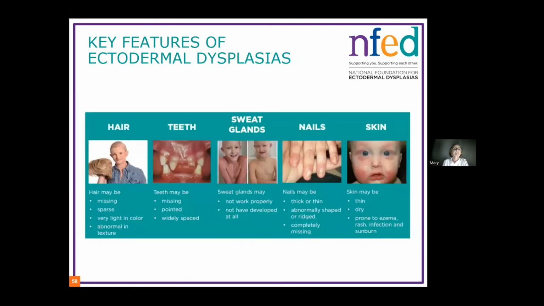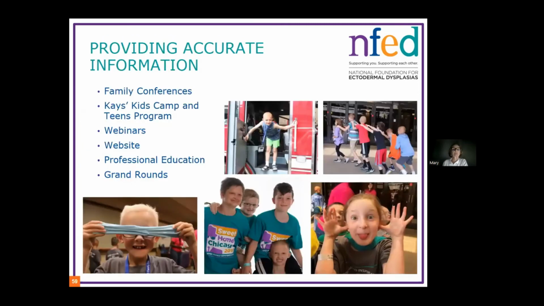I won't go over this in detail because Dr. Siegfried did a wonderful job talking about the hair, which can be missing and sparse and abnormal in texture, and the teeth. She showed you the conical teeth. Teeth might be missing. Some children never develop any teeth, which can really be a treatment challenge for our families. Sweat glands don't work properly, so children can overheat, and they have to learn to manage that. Nails, Dr. Siegfried talked about, can be thin, thick, abnormally shaped or ridged, or they can be missing. And then the skin, Dr. Siegfried went into great detail, so I won't hit on that.